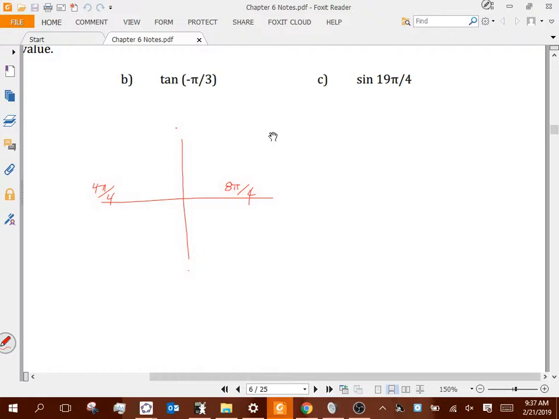And now if I look at the 19, well, that's more than 8, right? Okay, so that's at least one revolution. But 19 is more than 16, isn't it? So it's actually more than 2 revolutions. So you can visualize this. So 19 pi over 4, there would be 8 pi over 4, 16 pi over 4. I need to go 3 pi over 4 more, right? Well, there's 2 pi over 4 more, and there would be the third one, right?